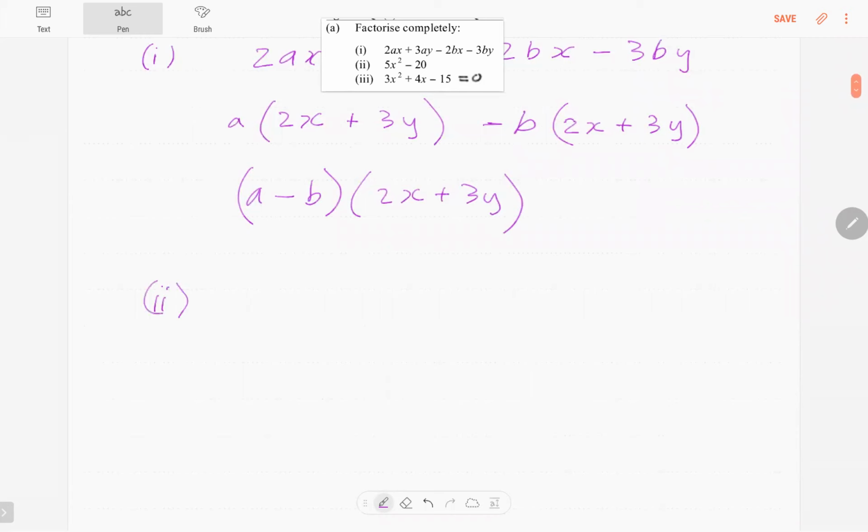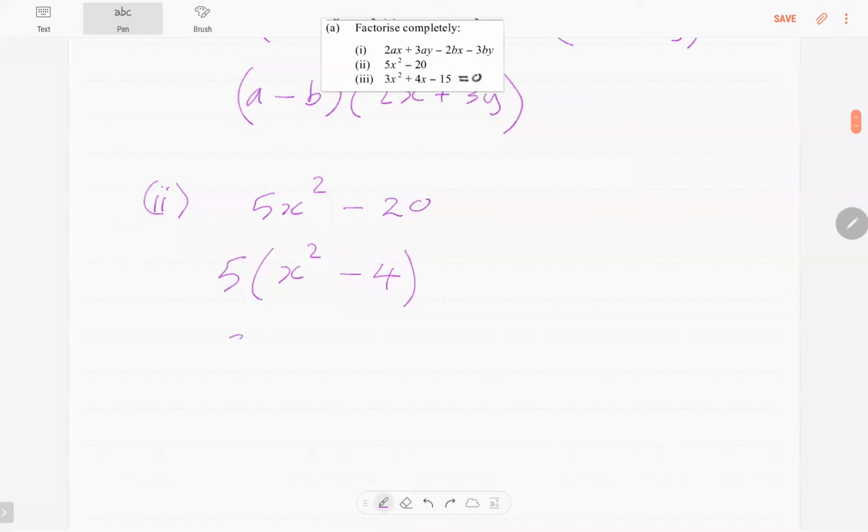Part 2 is for us to factorize 5x squared minus 20. I see two terms and I see the minus sign, so my brain is thinking about the difference of two squares, but 5 is not a perfect square, and neither is 20. So initially it's just a common factor. The common factor is 5, so it's equal to 5 times, and when I factor out 5, I get x squared minus 4. And now you can't stop there, because right here you have the difference of two squares, because 4 is the same as 2 squared.